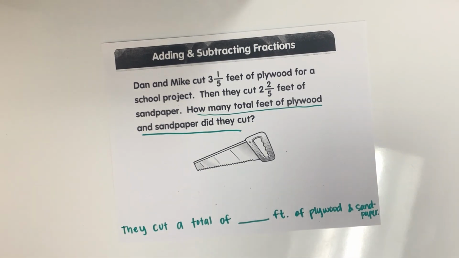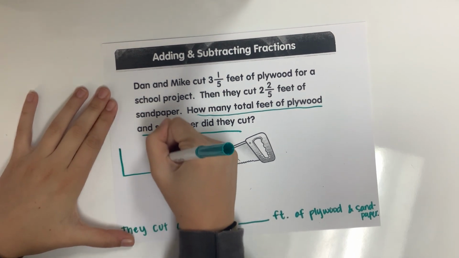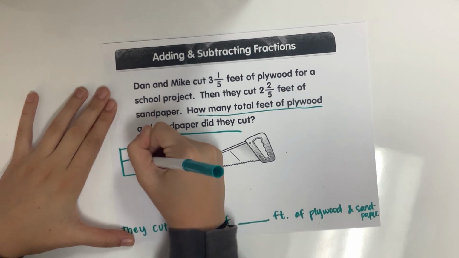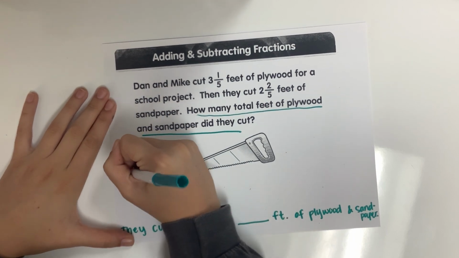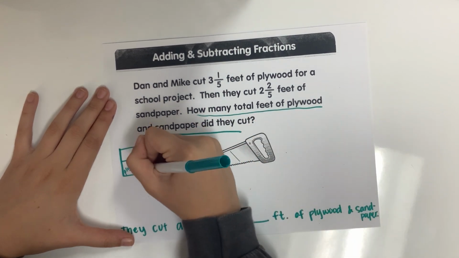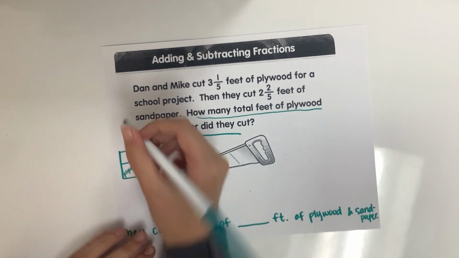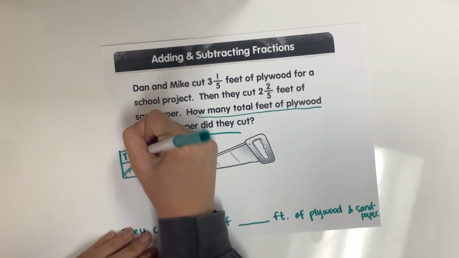Okay, so let's think about what this problem's asking us to do. They cut a total of blank feet. Well, if I need to get a total amount that they cut, I should probably add. I'm thinking maybe I need to add the total plywood with the total amount of sandpaper. I'm gonna do SP for sandpaper, because when I add those two together, it's gonna be the total of both of them.